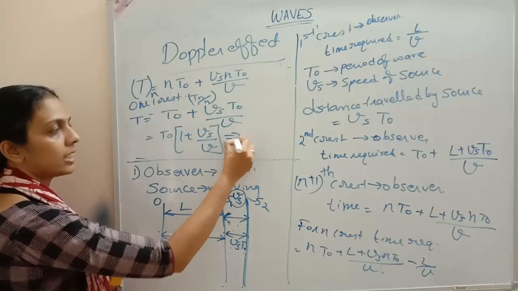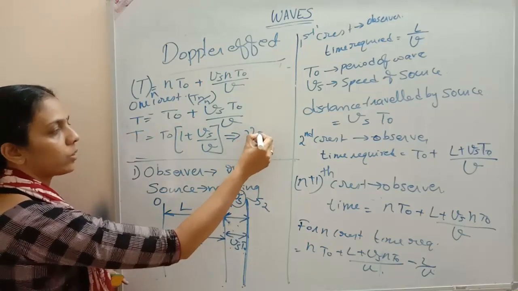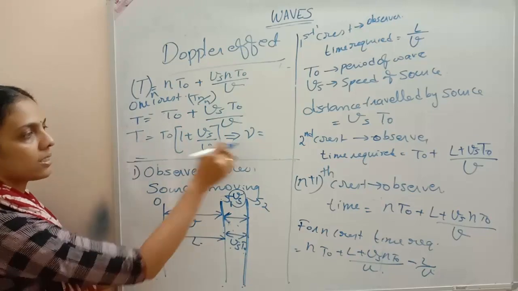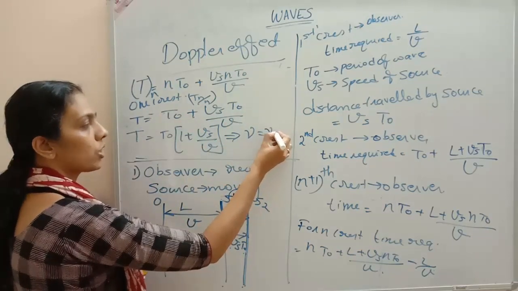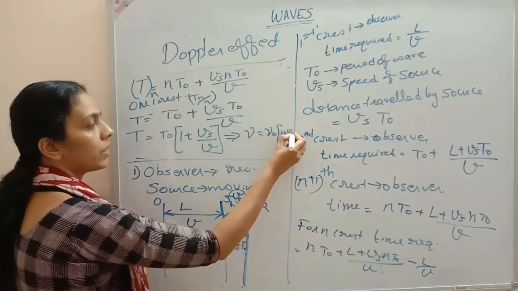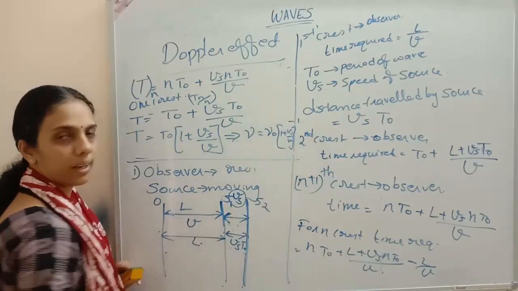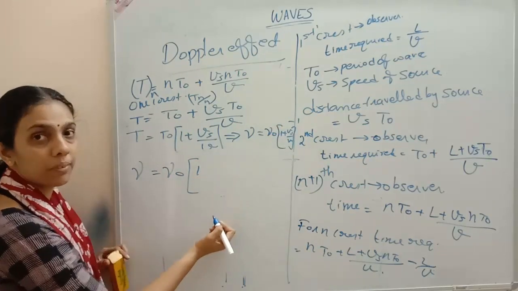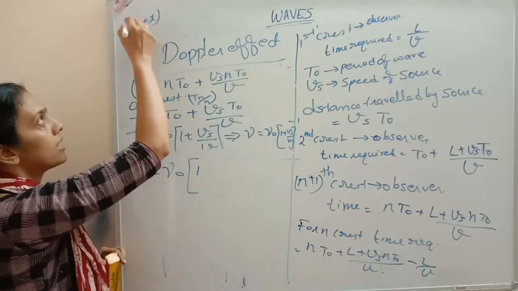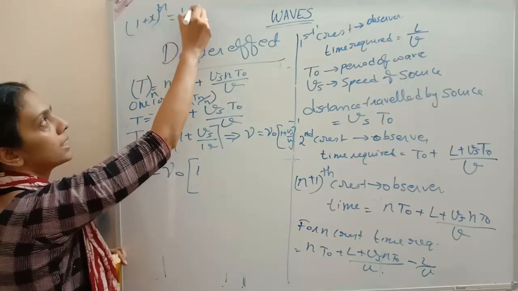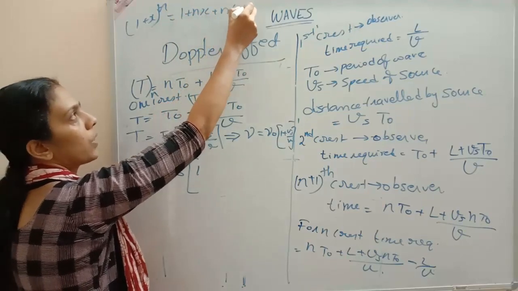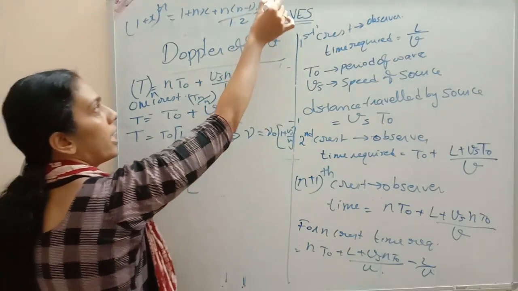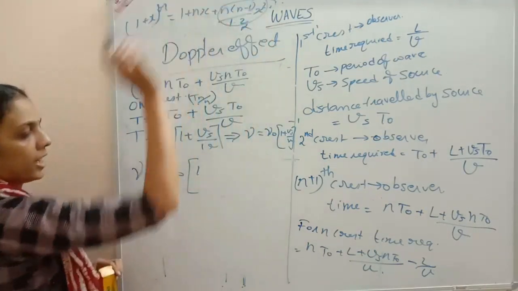Or we can write it in terms of frequency: T equals 1 by nu, or nu equals 1 by T. So 1 by T is nu, and 1 by T0 is nu 0, so nu equals nu 0 into 1 plus Vs by V, the whole power minus 1. Okay, nu is equal to nu 0 into 1 plus x, the whole power minus 1. In another video I did this: 1 plus x to the power n equals 1 plus nx plus n into n minus 1 divided by 1 into 2 x square plus etc. Like that it will go, but higher powers we won't consider. So we can write 1 plus nx.